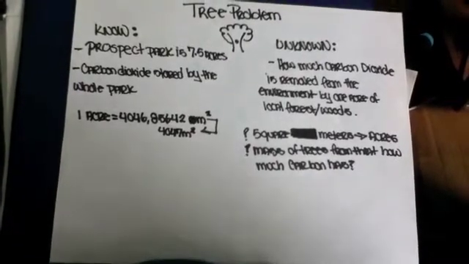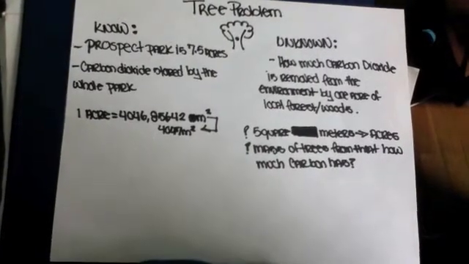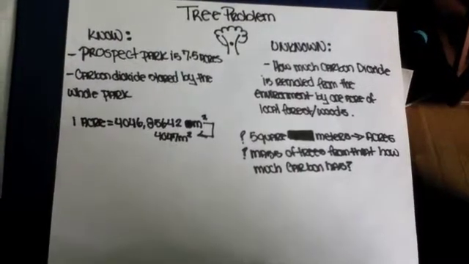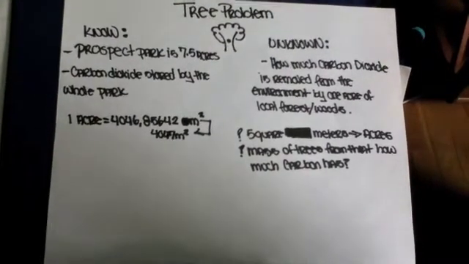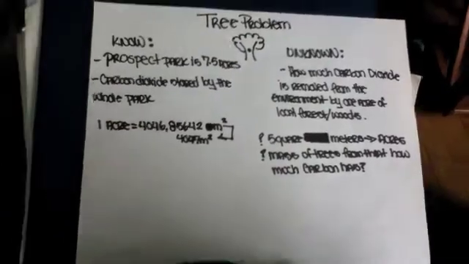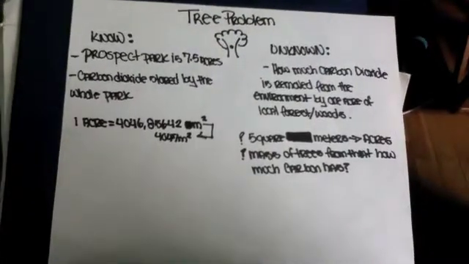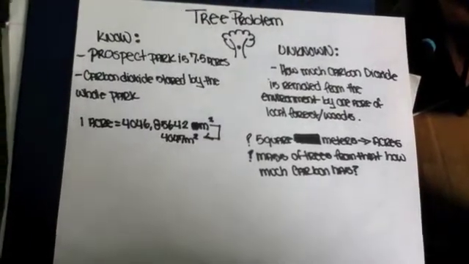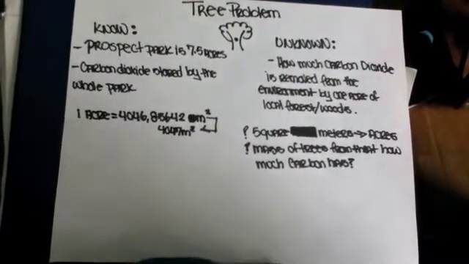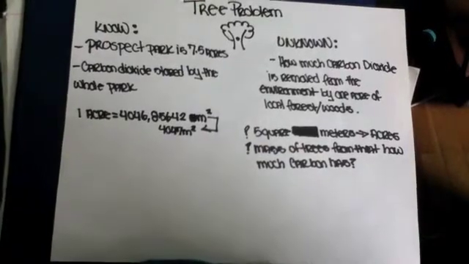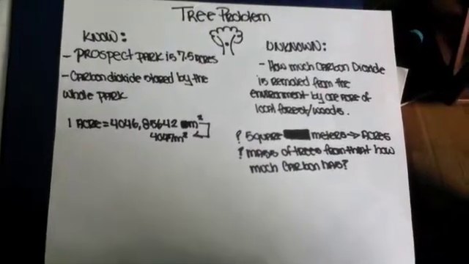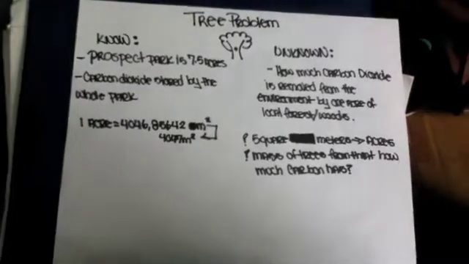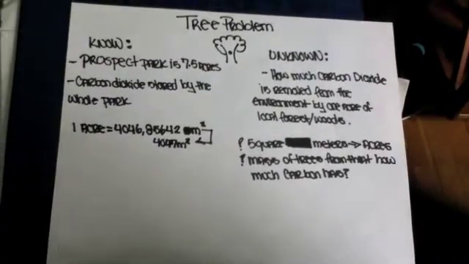1 acre is about 4047 meters squared. We do not know how much carbon dioxide is removed from the environment by 1 acre of local forest. We also do not know how many square meters convert to acres, and we also do not know the mass of the trees. How much carbon does it store?